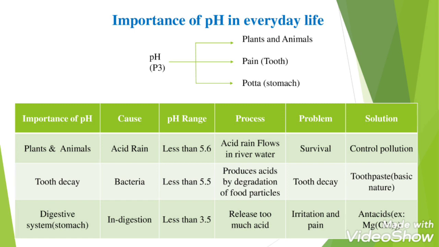For 1 mark, if asked what is the importance of pH in everyday life, you can write simply pH means P cube. P cube means P for plants and animals, P for pain, P for stomach. If you learn the P cube expansion, you can write it for 1 mark. If asked for 2 marks, here there are three topics: plants and animals, tooth decay and digestive system.